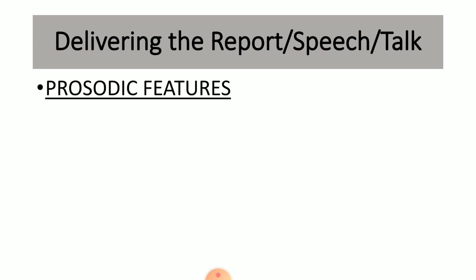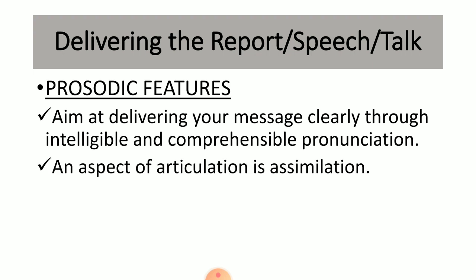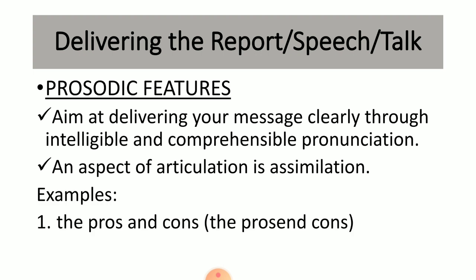Next is the prosodic features. When making a presentation, there are features that you need to observe. When you speak, aim at delivering your message clearly through intelligible and comprehensible pronunciation. You need to articulate the sounds clearly by paying attention to how you move your lips, tongue, and teeth. An aspect of articulation is assimilation. It means blending the final sound of a preceding word with the initial sound of the following word. For example, we have the phrase the pros and cons.